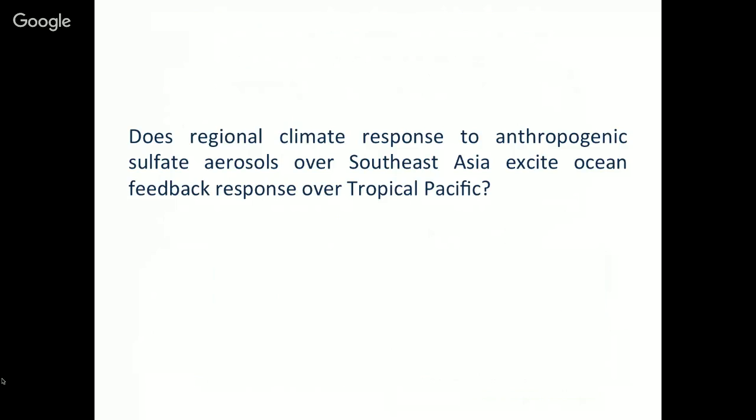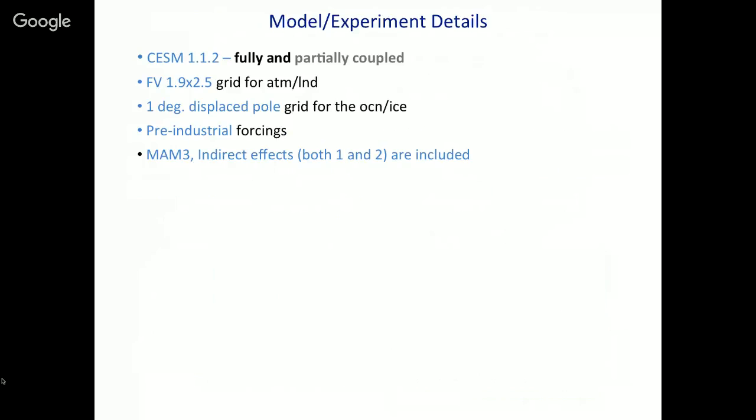Okay, so that's the introduction. Now, this is the question which I want to answer in this talk: does the regional climate response to anthropogenic sulfate aerosols over Southeast Asia excite an ocean feedback response over the tropical Pacific? That's what we were trying to answer. In order to answer that, I'm doing it with the help of a modeling study. Here are my model and experimental details. I'm using CESM version 1.1.2, in both fully and partially coupled frameworks. These are the other details.